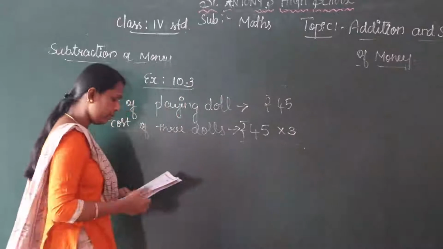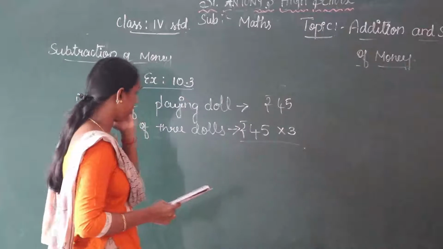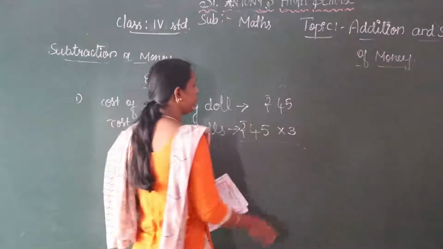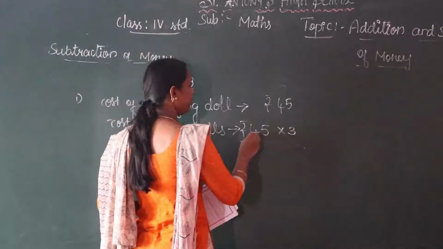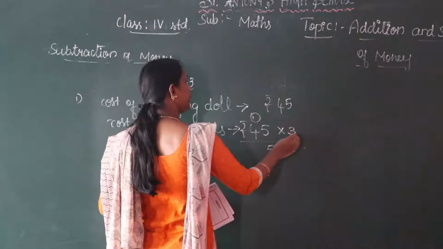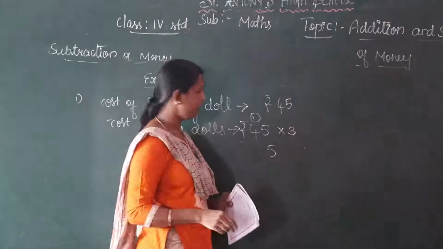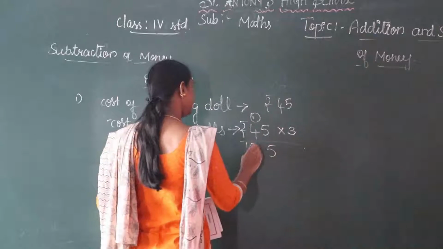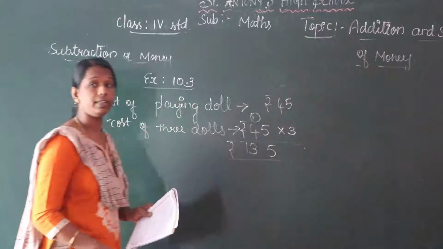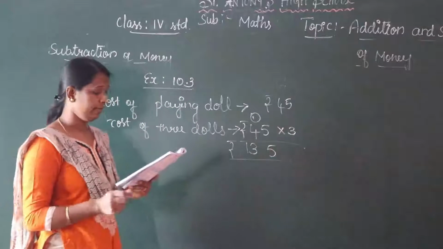Is it right? What do we have to do now? We have to do the multiplication. First, multiply 3 by 45. 3 5s are 15, 1 carry. 3 4s are 12, 12 plus 1, 13. So the total amount for 3 such dolls is rupees 135.